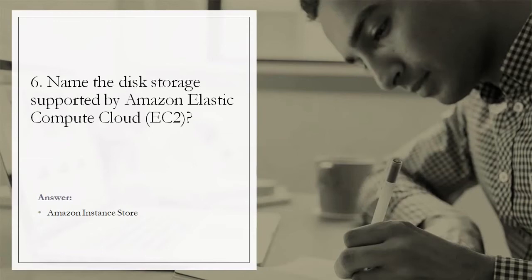Question number 6. Name the disk storage supported by Amazon Elastic Compute Cloud, that is EC2. The answer is Amazon Instance Store, because Amazon EC2 supports the following storage options: Amazon Elastic Block Store, that is EBS, Amazon EC2 Instance Store, and Amazon Simple Storage Service, that is Amazon S3.